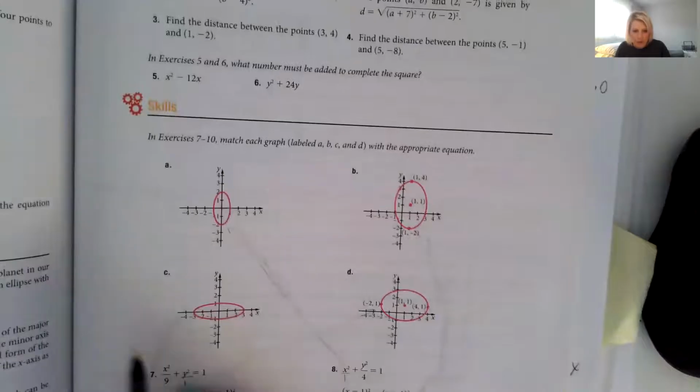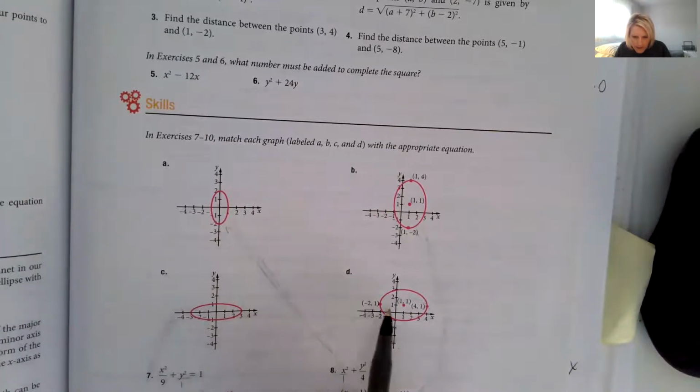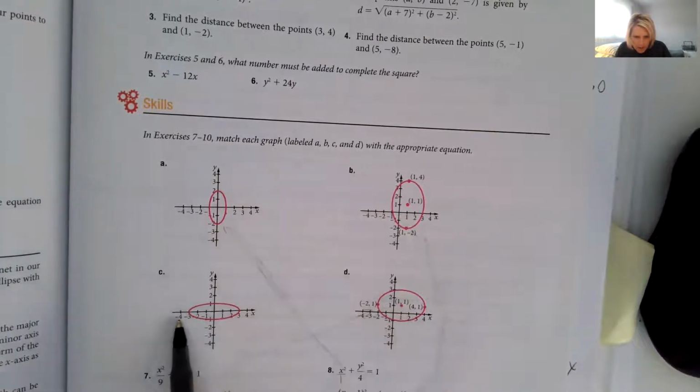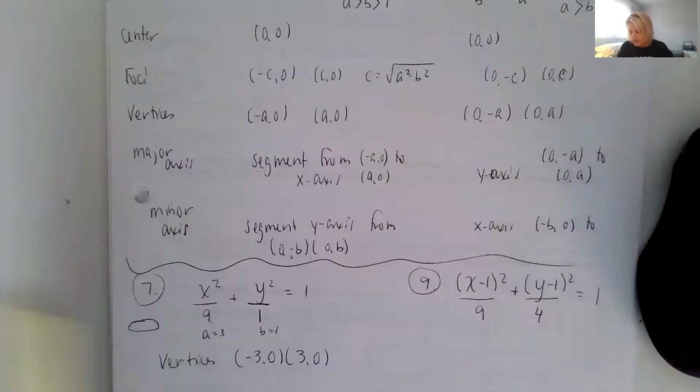When we look at the picture, we can see the two that are like that in shape are C and D, but D is off center. It's not at 0, 0. And C has the vertices at negative 3, 0 and 3, 0. So number 7 must be C.